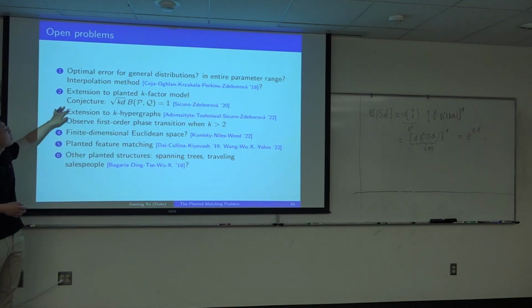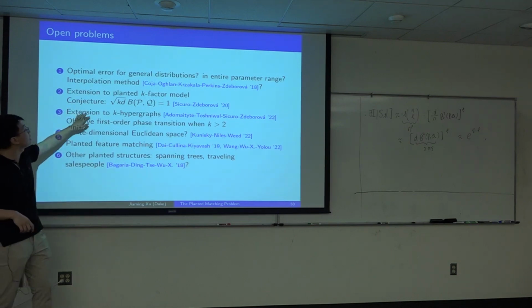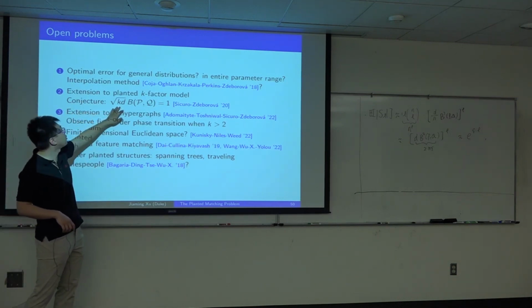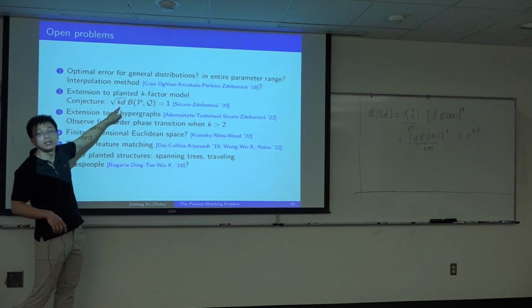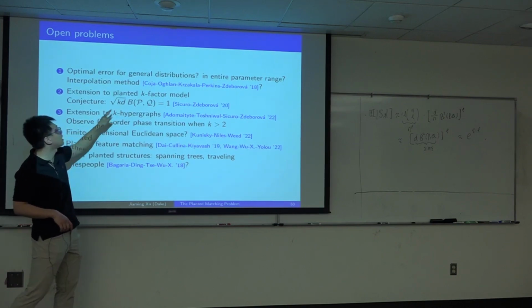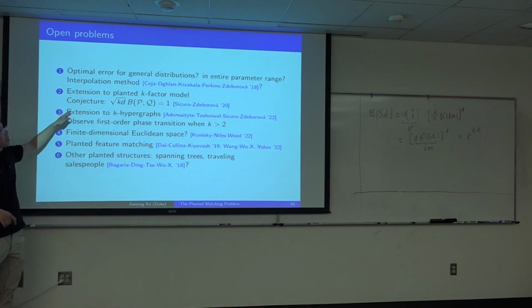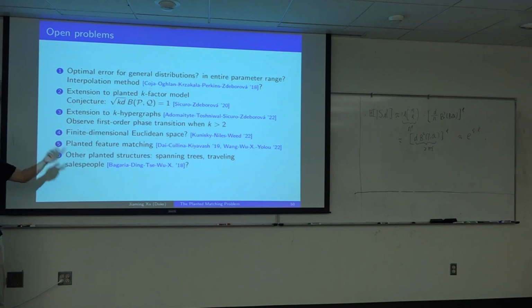Another very interesting thing is an extension to the so-called planted k-factor model. K-factor just means a spanning k-regular graph. So k equals 1 is just a matching, and k equals 2 is a spanning 2-regular graph, so it's a bunch of disjoint cycles, I think. You can also consider that. There's a very nice extension of the conjecture. Remember when k equals 1, that's the one we talked about. But for k-factor, it's just times square root of k. The positive direction is relatively easy to show. You can again analyze the maximum likelihood estimator as we did, but the negative direction is still open.